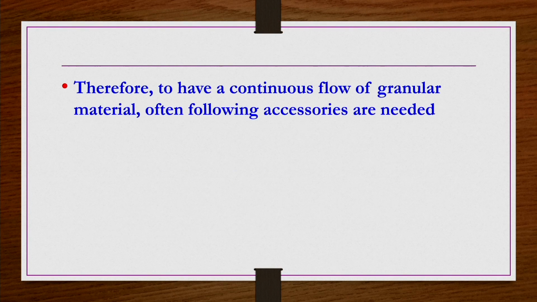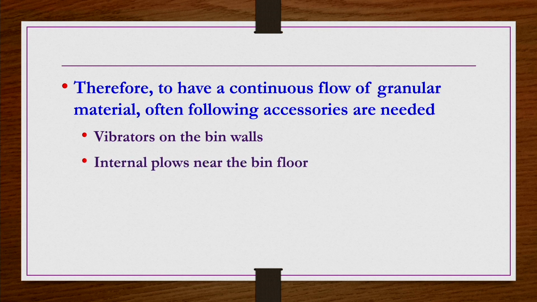That is the reason, in order to have a continuous flow of granular material, often the following accessories are needed, something like vibrators on the bin walls. With vibrators on the bin walls, you can vibrate so that material sticking or stagnating on the walls can be taken away and can flow out. Eventually, that will avoid or reduce rat hole formation. You can also have internal plows near the bin floor, and jets of air in the discharge opening, to avoid the arcing phenomenon.